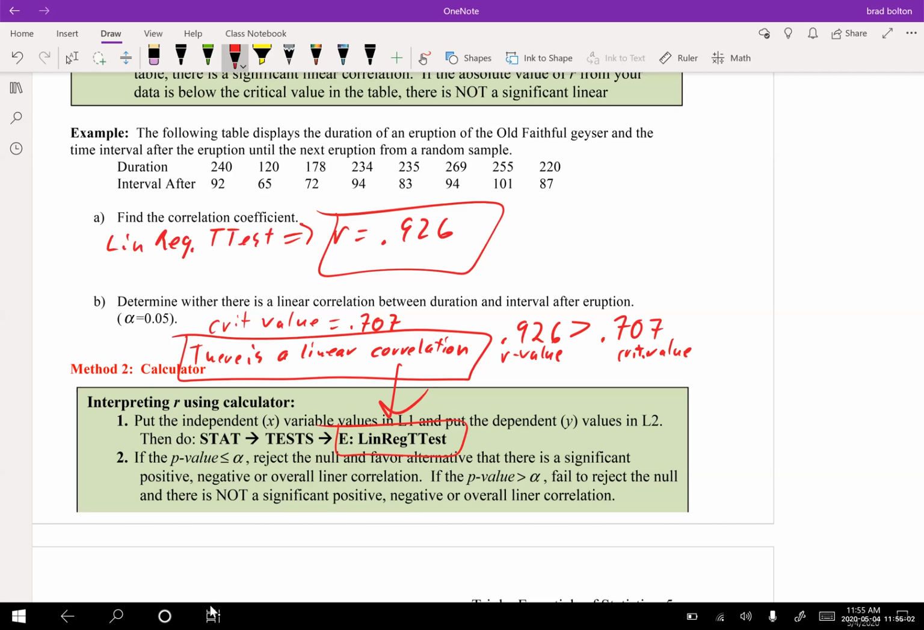And in this case, we know it's not just any linear correlation, it is a strong correlation. So we have a significant linear correlation between the duration of Old Faithful and the interval, how long until it erupts again, okay? So this is how you can use that R value. Very quick, very clean, all right?